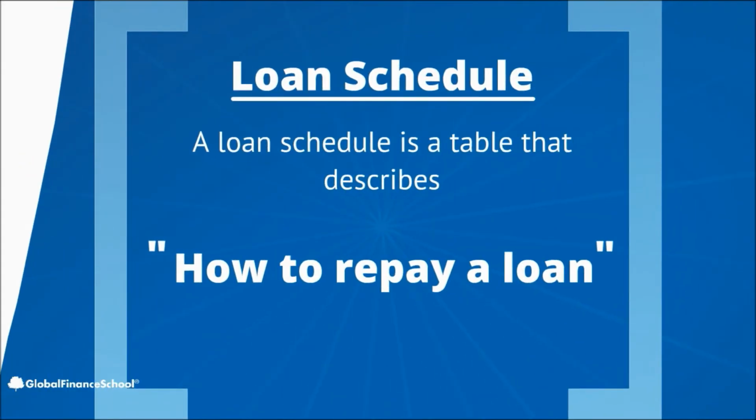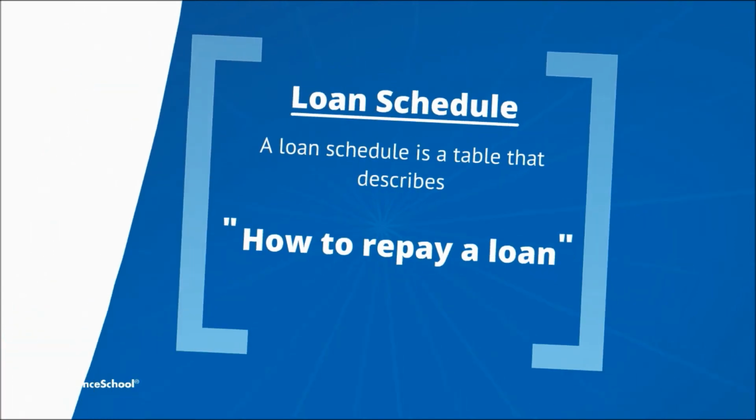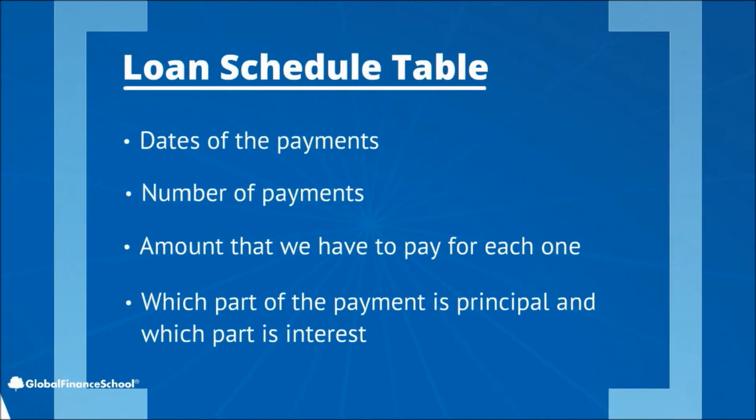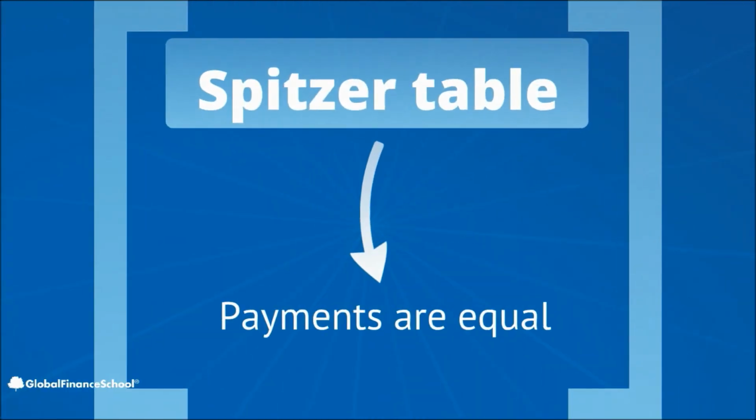Loan schedule. A loan schedule is a table that describes, in an organized way, how to repay a loan. In this table, we can find the dates of the payments, the number of payments, the amount that we have to pay for each one, and even which part of the payment is principal and which part is interest. One of the well-known loan schedules is the Spitzer table, in which the payments are equal.